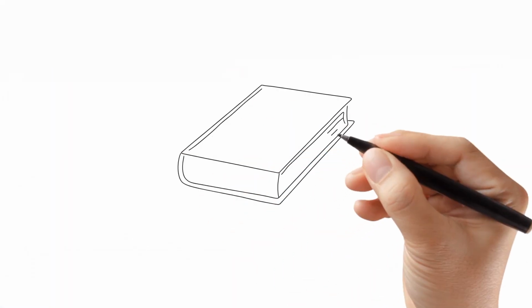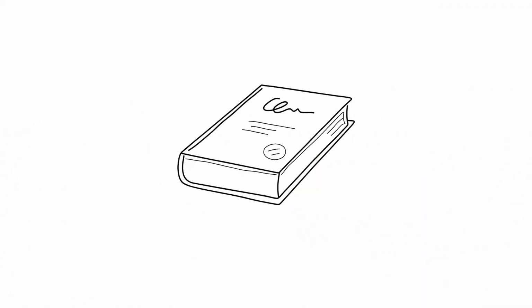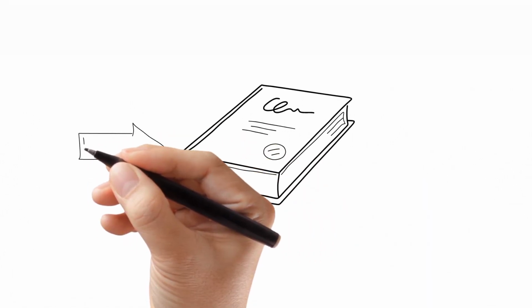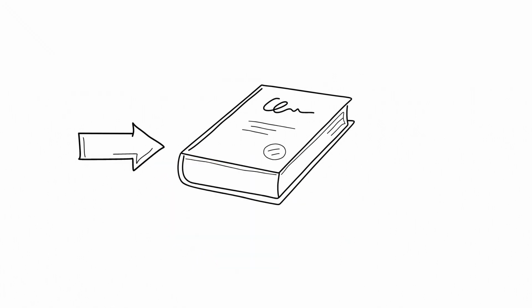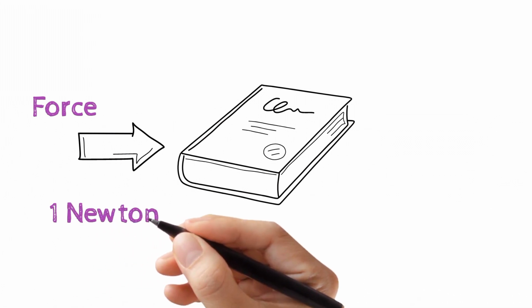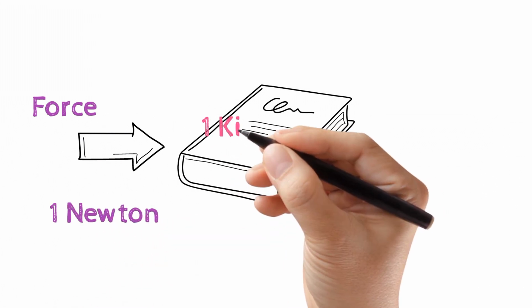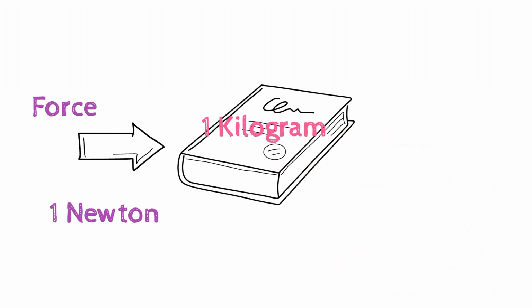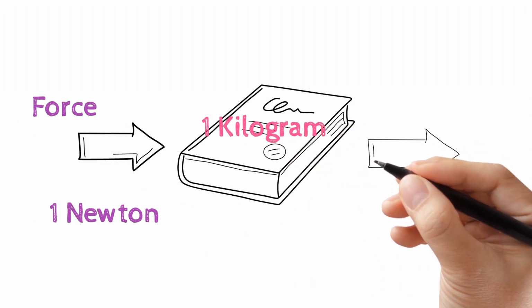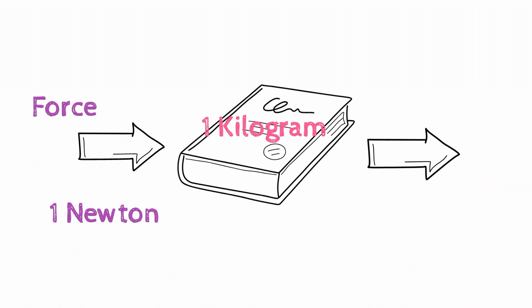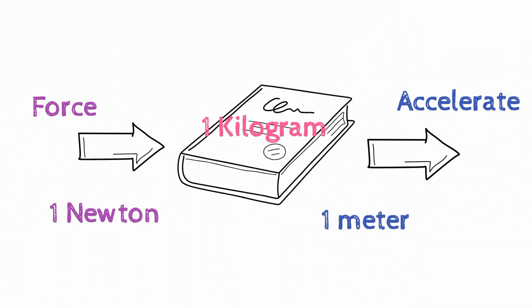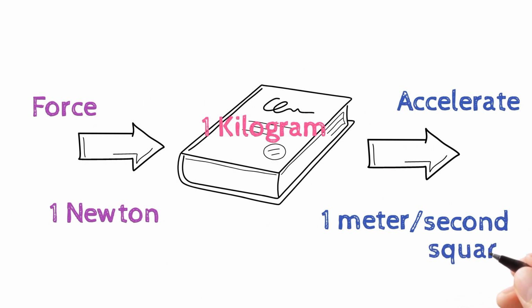So consider this book on a table. Let's say we apply a force of 1 Newton to this book, and the book has a mass of 1 kilogram. Then after applying a force of 1 Newton, the book will accelerate by 1 meter per second square. So this is how we can define a Newton.